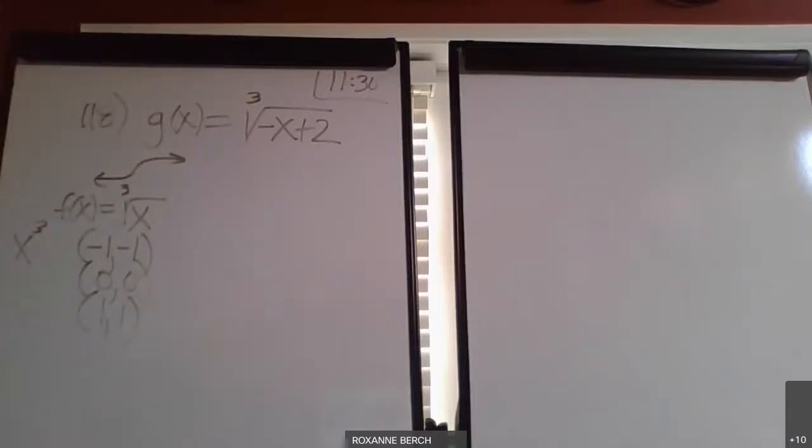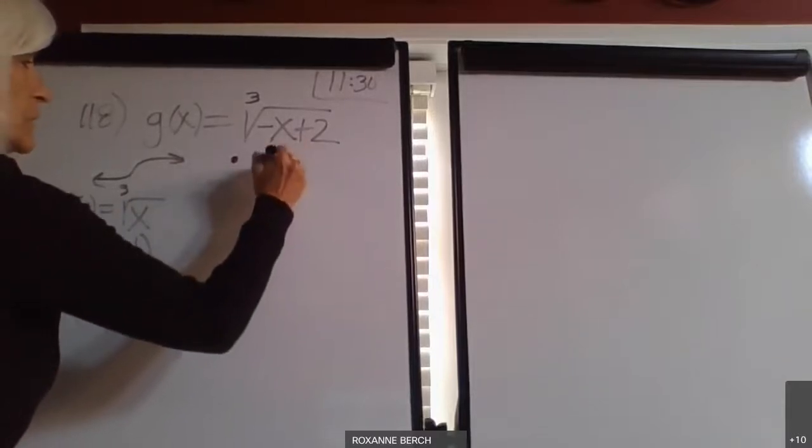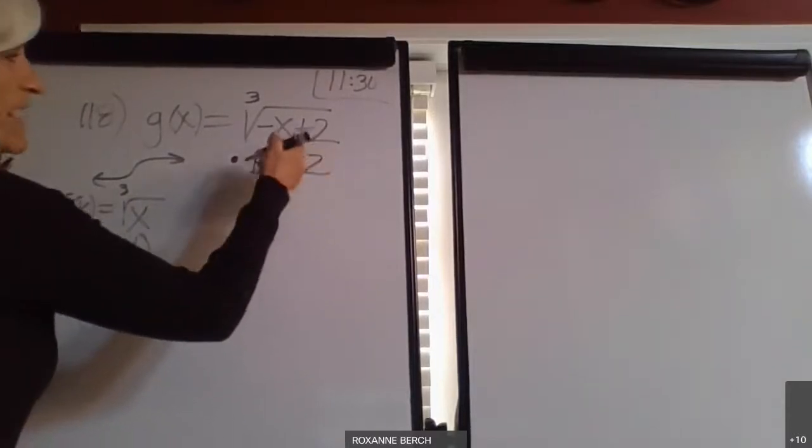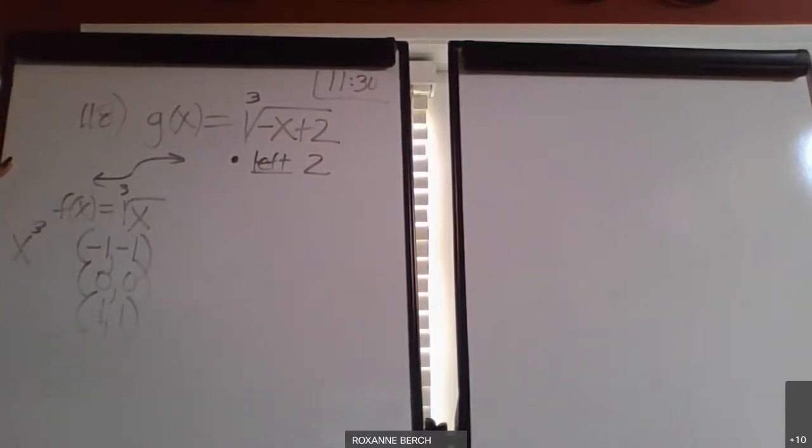All right, hopefully you made it back. The transformation here in the correct order would be left 2. So remember that this is minus a negative 2. Don't mess it up. You're going to get the whole thing wrong if you mess it up. You can't mess this up.